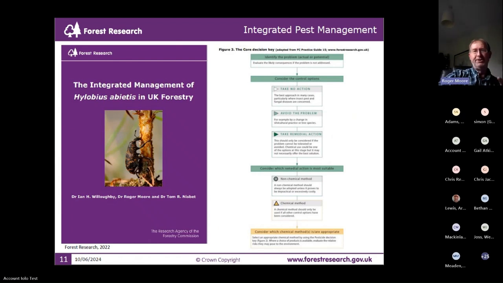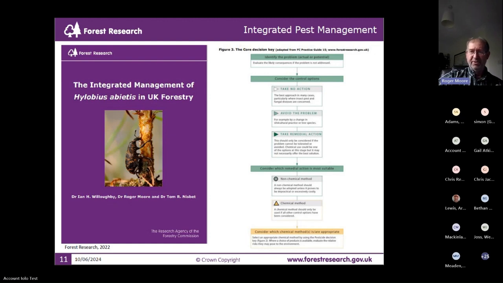Yeah, so I thought I'd draw your attention to this particular document that Ian Willoughby and I produced about the integrated management of hylobius in UK forestry. Hopefully there are still links to this on the Forest Research website. I can probably send those through so that it can be circulated. So integrated pest management is, as it says, looking at a whole range of potential techniques to try and mitigate the problem with hylobius. So there are all sorts of options open to us. Take no action, in other words, just ignore the problem and hope it goes away. Not one we'd recommend. Avoid the problem altogether, maybe planting a different tree species, as we've already heard about today, but also things like fallow help us to avoid the problem as well. Or take some kind of remedial action.